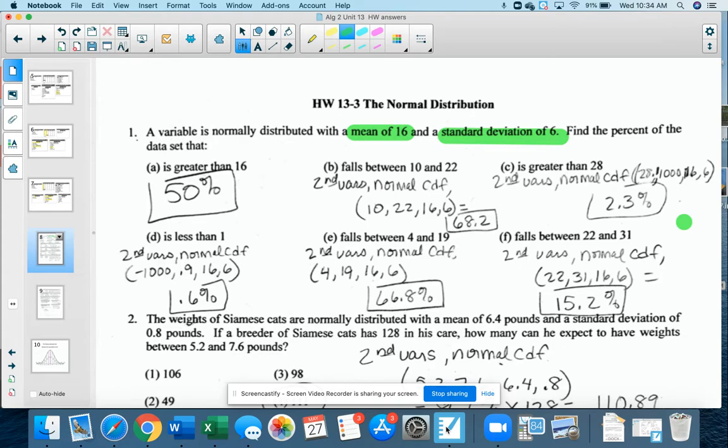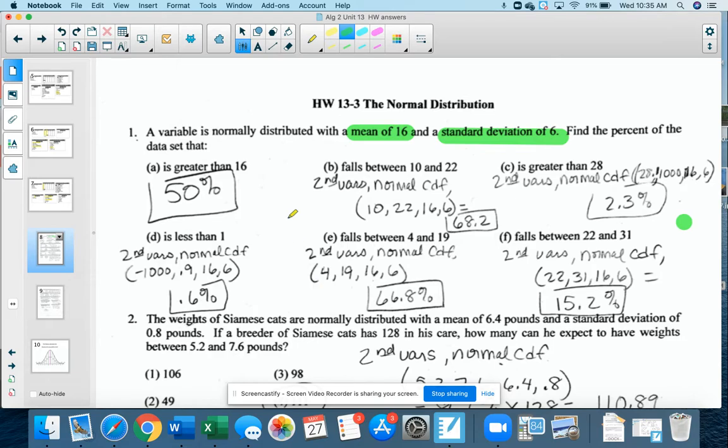So you're going to be using your calculator for all of these problems. I will show you how you can not use your calculator if you want to, but for all of them, we're going to use our calculator. So number 1 has a bunch of different parts, and we're going to use your calculator. You're going to hit that second vars again, which is like right above the tangent button.